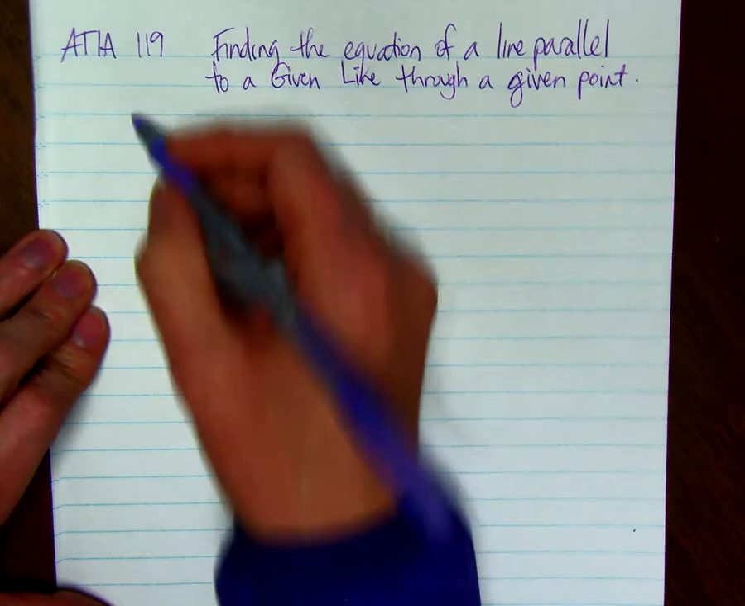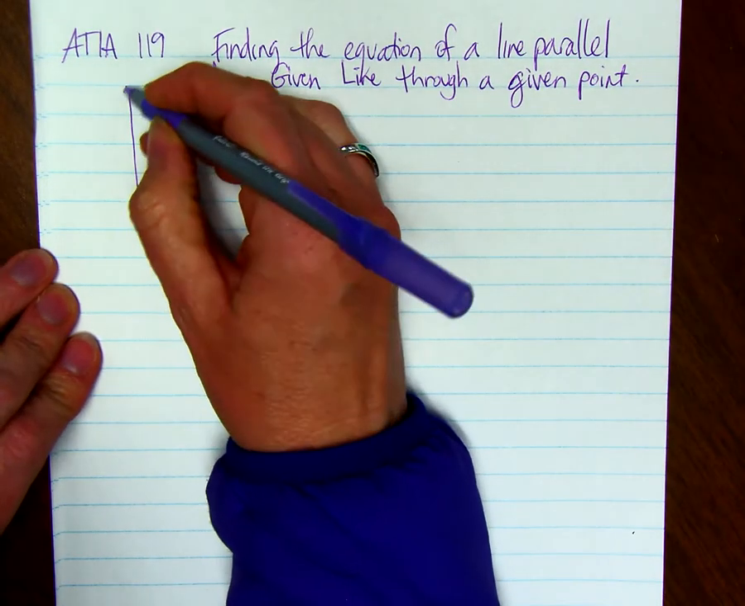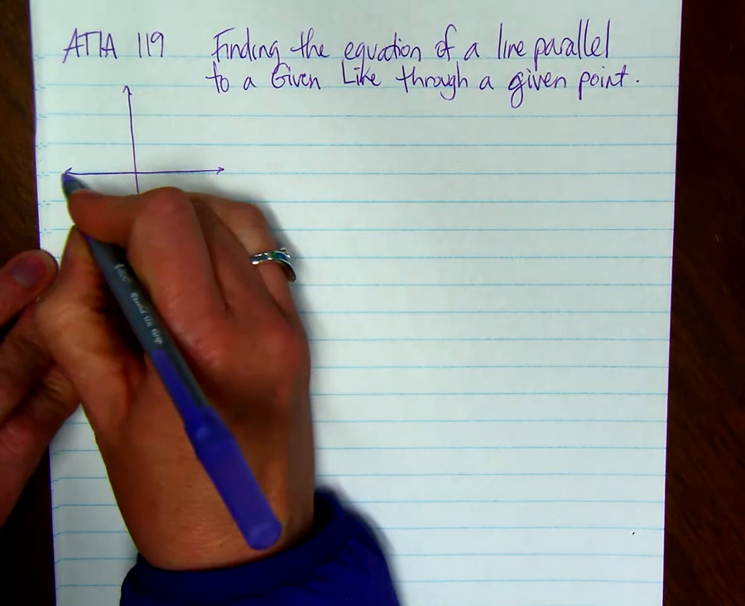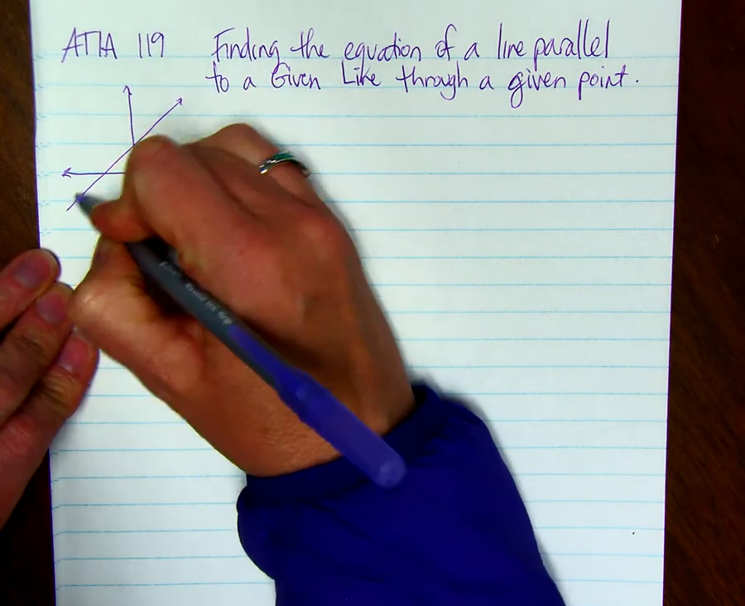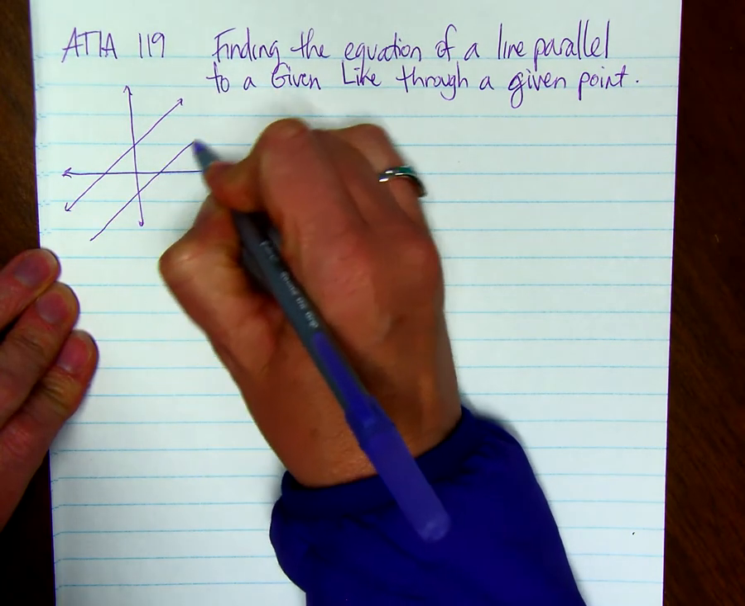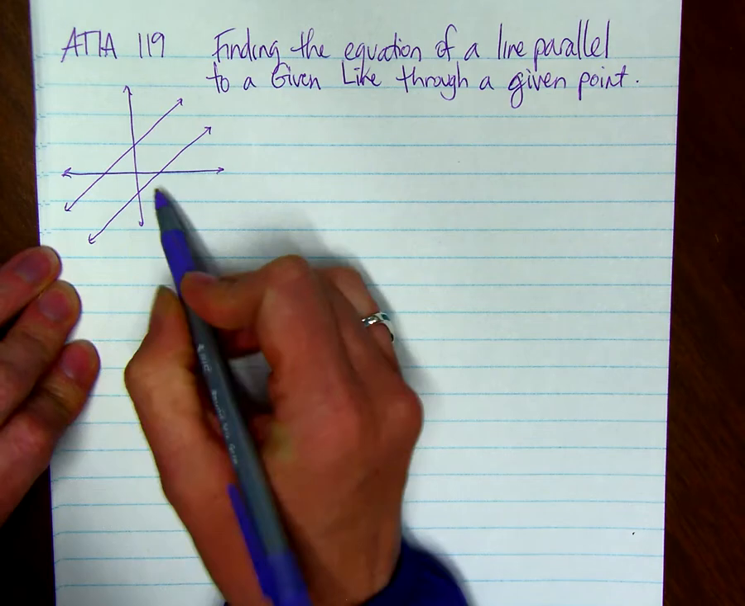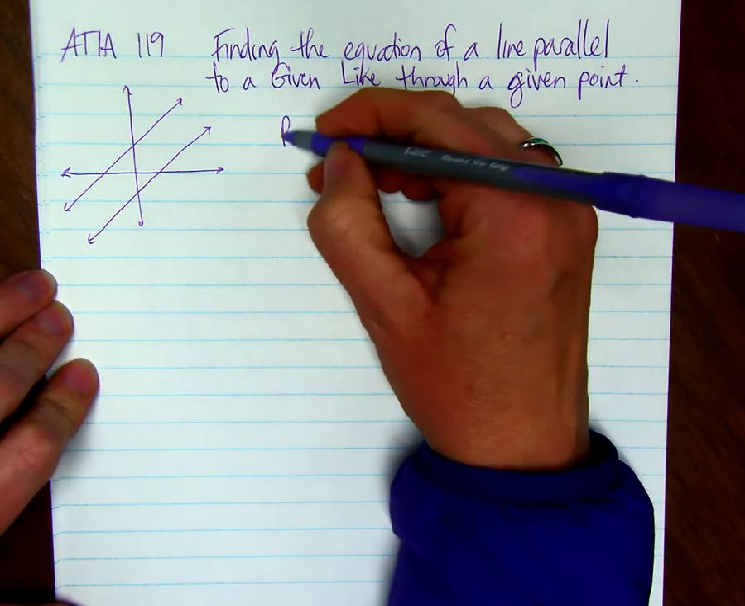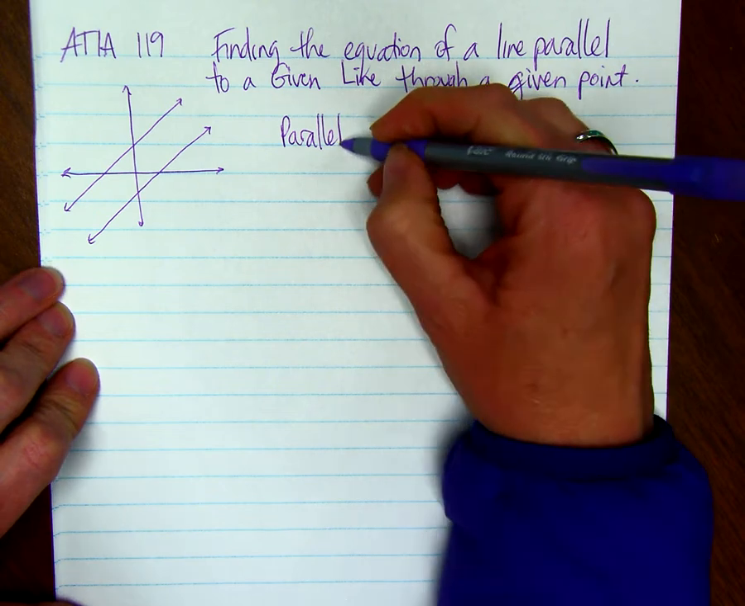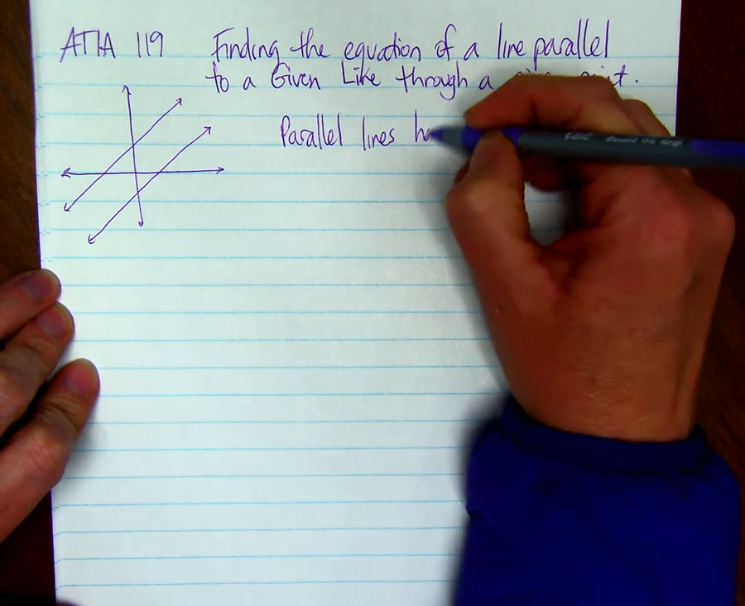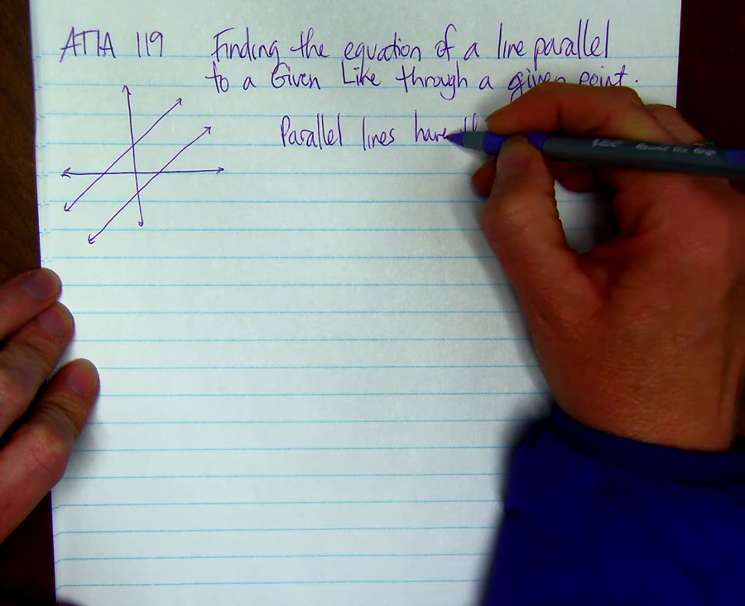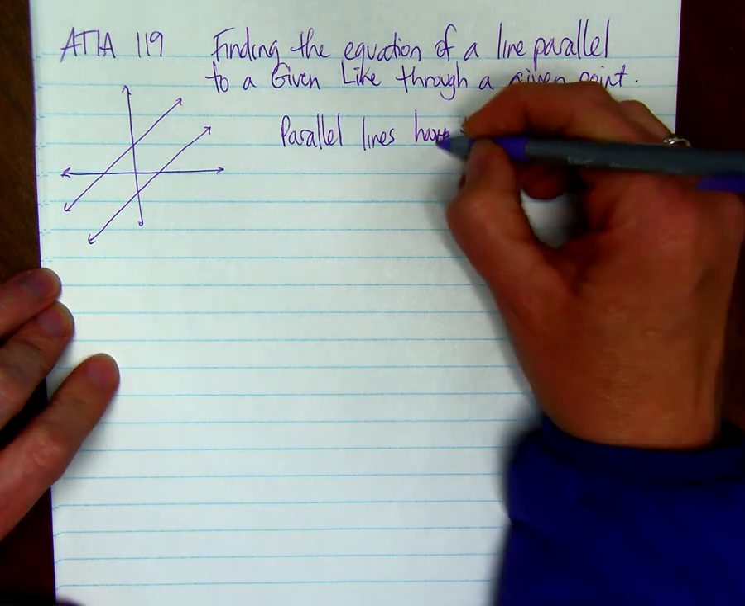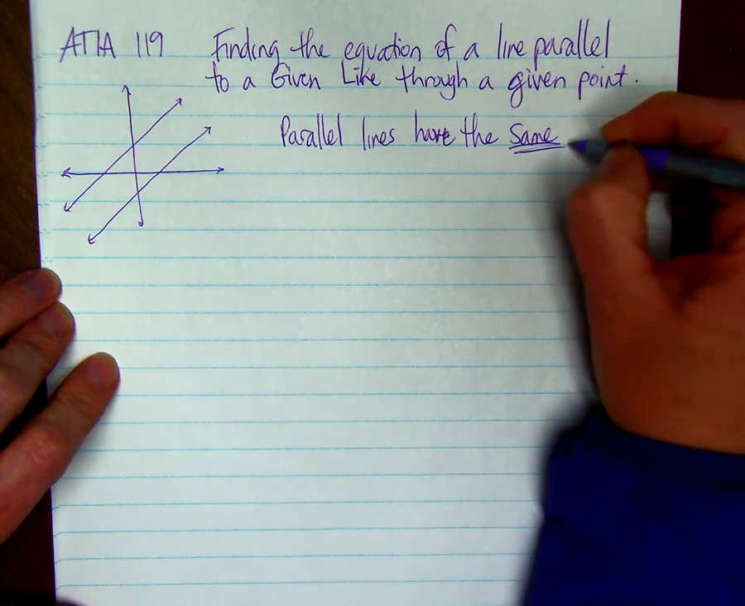One thing to notice about parallel lines, and here's an example of two parallel lines. They're going like this, and this one's parallel. They'll never meet. Notice that they are going to have the exact same slope. So parallel lines have the same slope.